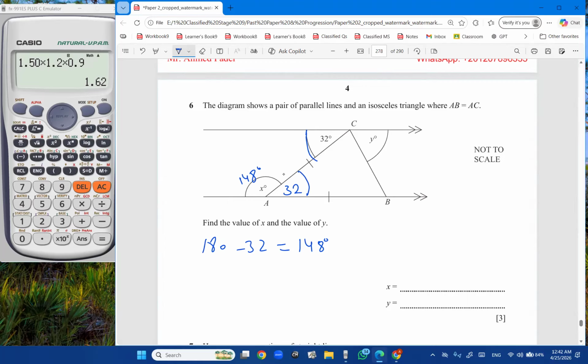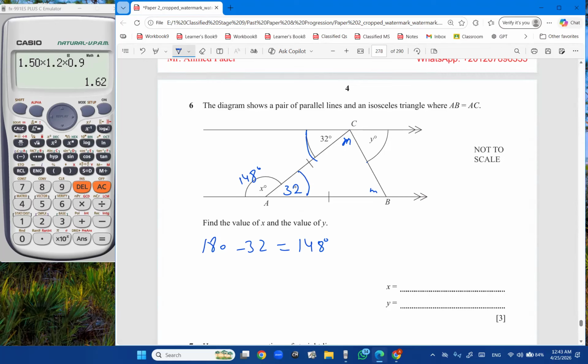Someone could also have thought about x as the co-interior to 32, so 180 minus 32 also gives you 148. But anyway, we must find that this one is equal to 32 because I know that this is an isosceles triangle. In an isosceles triangle, the different side has the two equal angles. So if we give this another letter, say M, then this is M. If this is 50, then this is also 50. We know that these two angles are equal because they are lying on the different side.